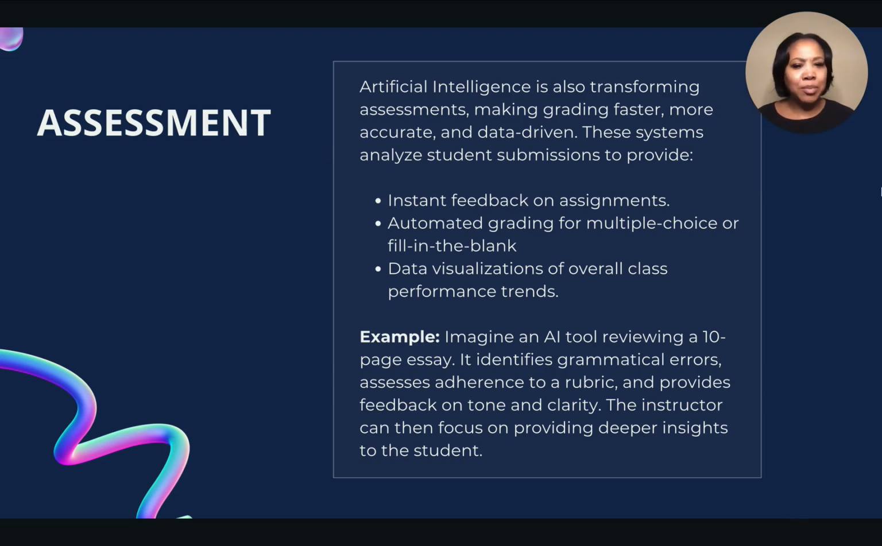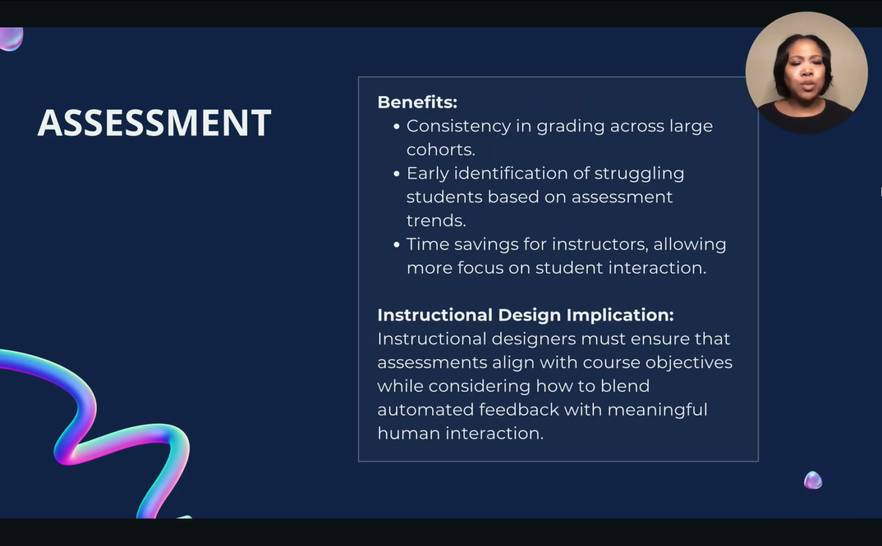We have another example. Imagine an AI tool reviewing a 10-page essay. It identifies grammatical errors, assesses adherence to a rubric, and provides feedback on tone and clarity. The instructor can then focus on providing deeper insights to the student. Well, what are the benefits? You have consistency in grading across large cohorts, early identification of struggling students based on assessment trends, and time savings for instructors, allowing more focus on student interaction.